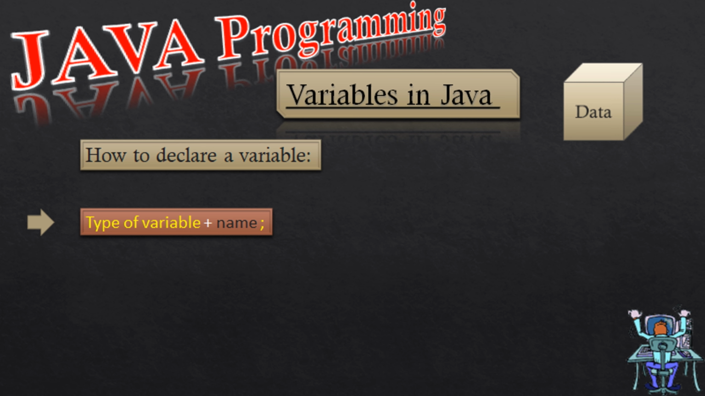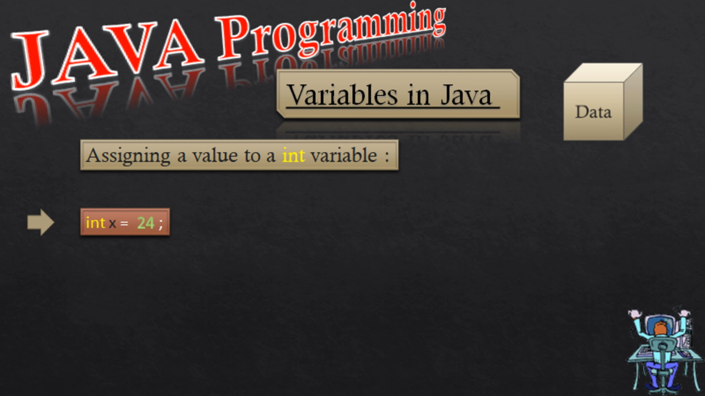Now we can also give a value to our variables. If we want to assign a value to a variable, we write the type of the variable first, then we put the name, and we put an equal sign and the value we want to assign. Depending on the type of the variable, we need to make sure that we assign the appropriate value to that variable. So in this example, because I have an integer, I will assign a whole number, 24.